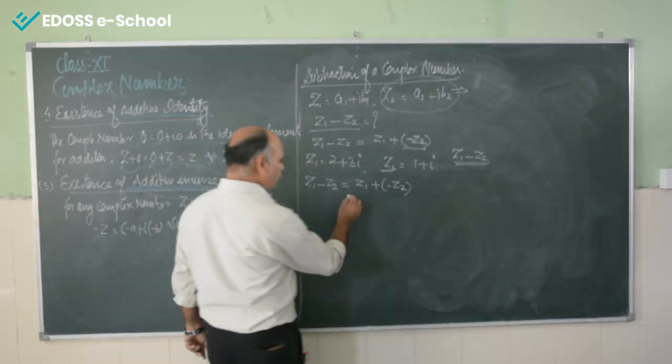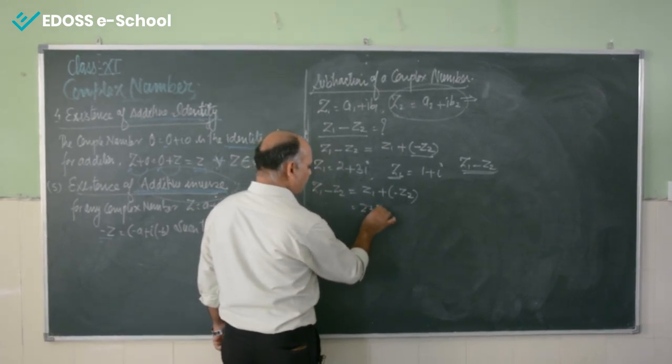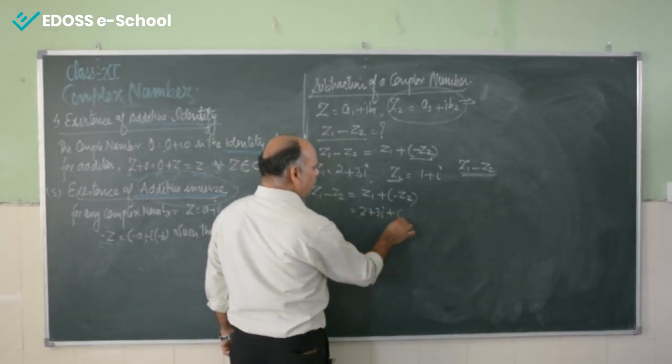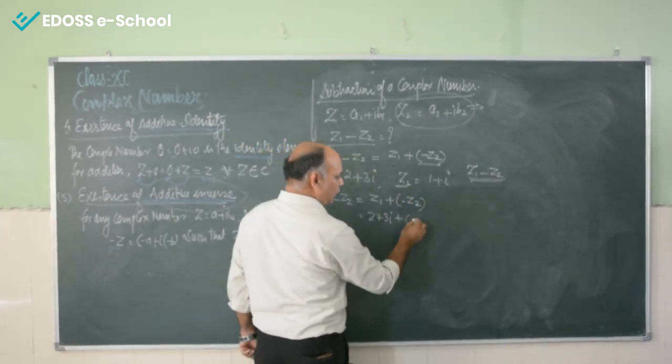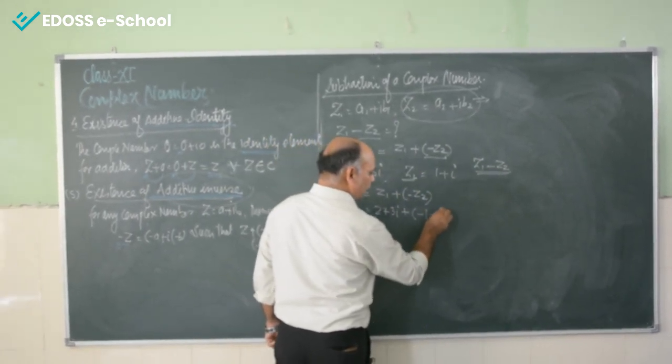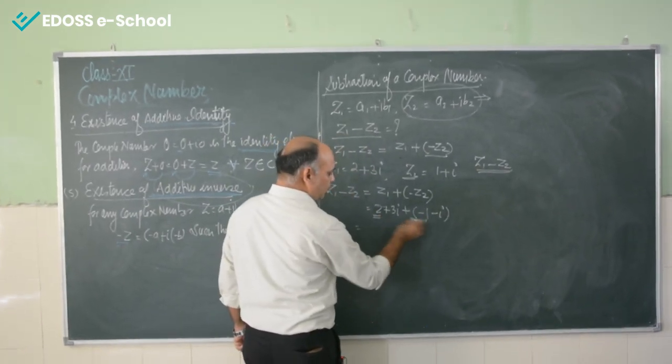Then minus of Z2 will be Z1, this will be 2 plus 3 iota, then plus, and you have to change the sign of the real number and the imaginary number, that will be minus 1 minus iota, then you have to add. This is 2 and this is minus 1.